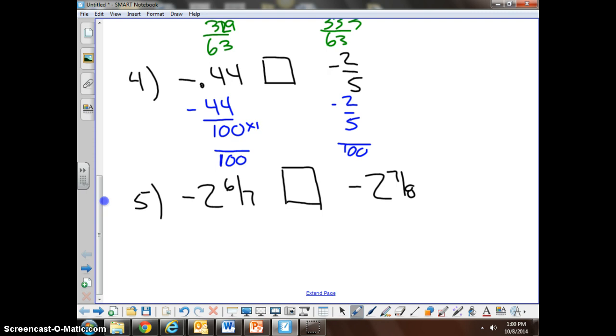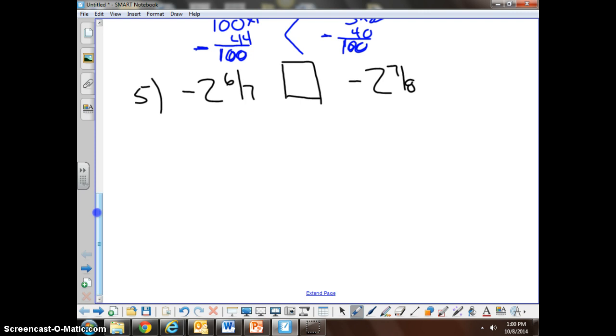100 times 1 is 100, and 44 times 1 is 44. Don't forget that it's a negative 44/100ths. And 5 times 20 gave me this 100, so 2 times 20 gives me 40. Don't forget it's a negative. Is negative 44/100ths bigger than or smaller than negative 40/100ths? Smaller. So we have less than, and actually in the problem we know that negative 44/100ths is less than negative 2/5.